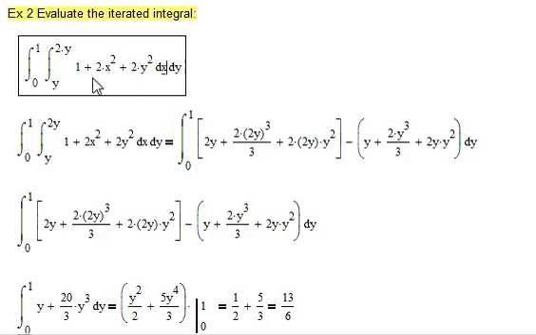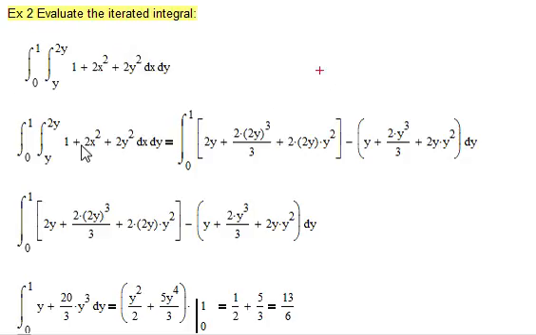So we want to integrate this function with respect to x. Integrating 1, of course, we just get x. Integrating 2x squared, we get 2x cubed over 3. Integrating this, keep in mind, relative to x, this is just a constant, so it's 2 times x times y squared.